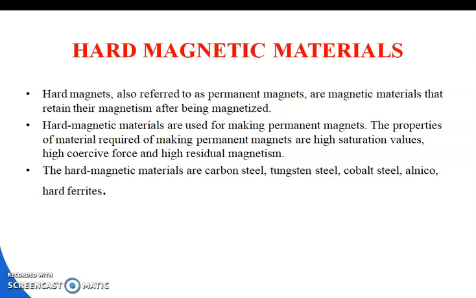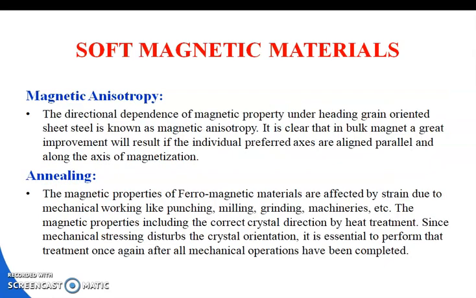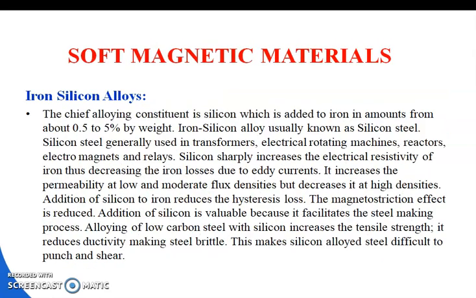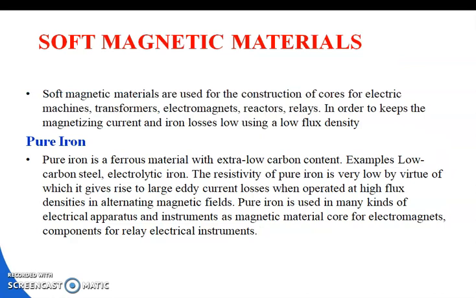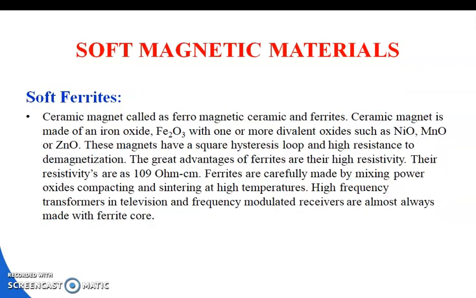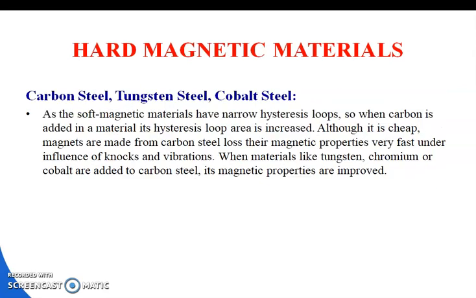Like that, we have soft magnetic metals and soft ferrites. We discussed annealing, viscous, magnetostriction, grain-oriented steel sheet, iron silicon alloy, and pure iron. So like that, we have hard magnetic materials. So come to the first topic.